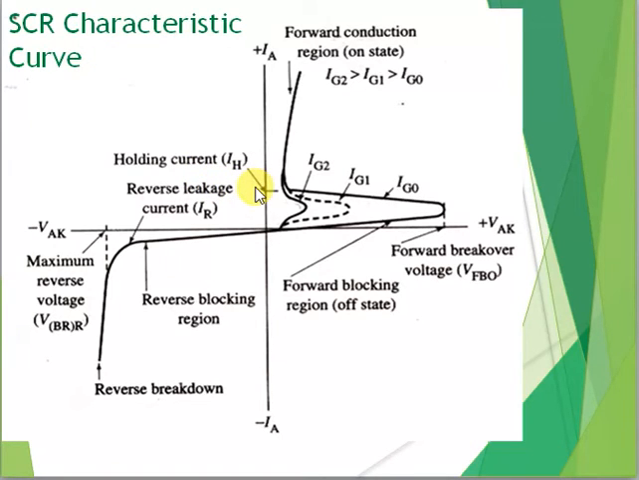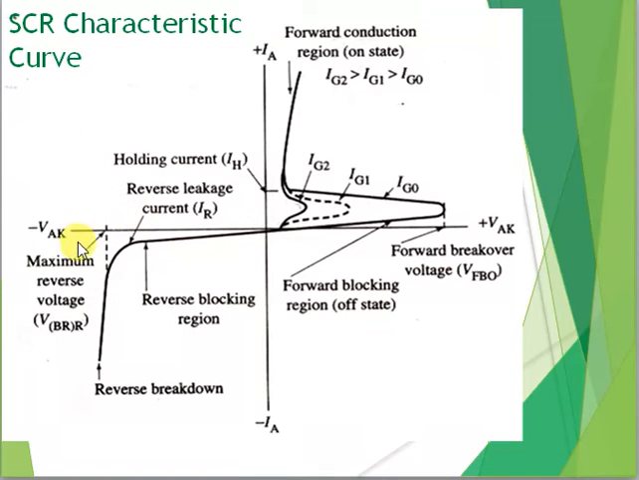It represents the minimum current that can flow through SCR and still hold it in on state. The voltage associated with the holding current is termed the holding voltage, VH. If the forward anode current is reduced below the holding current, SCR will turn off. The holding current is defined for a zero gate current, Ig is equal to 0. It is denoted by IH and its value is typically a few tens of milliamperes.